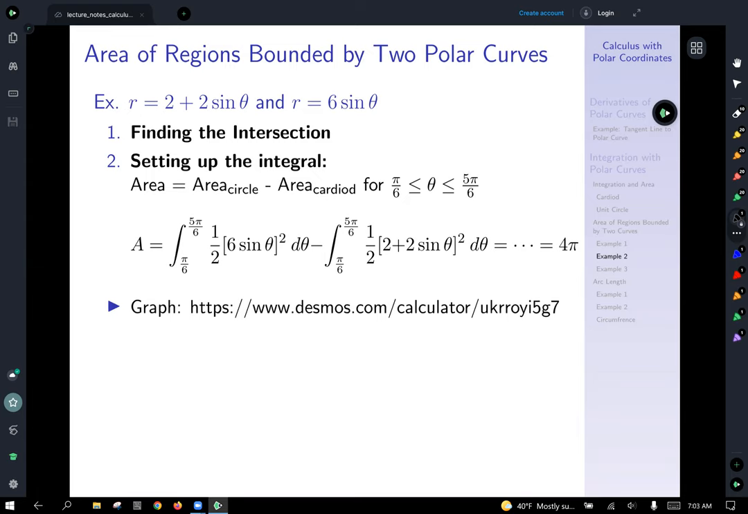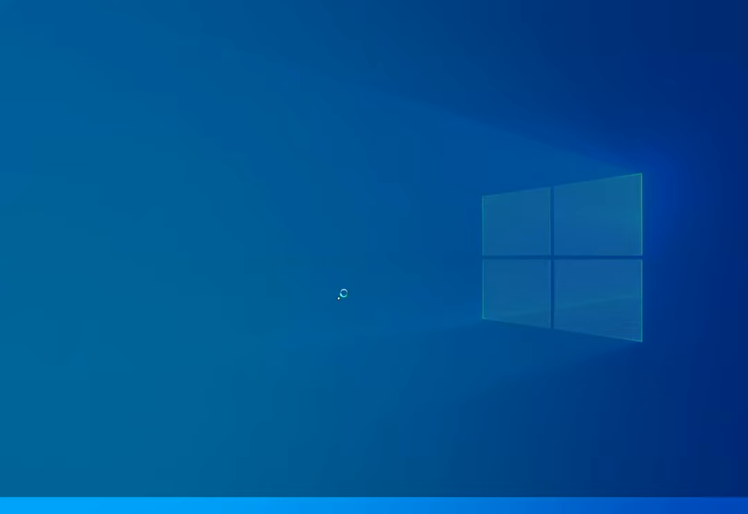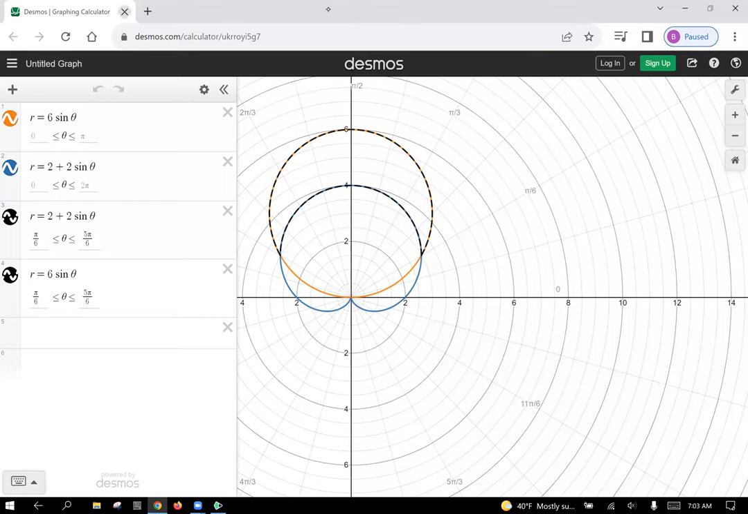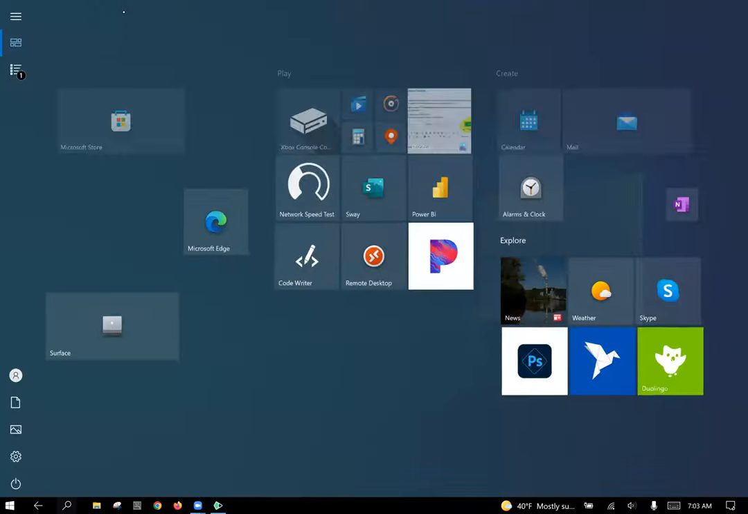And let's check out this graph real quick. Looks like I accidentally tapped it more than once. There we go. There's another graph to take a look at. That doesn't really confirm too much. All right.